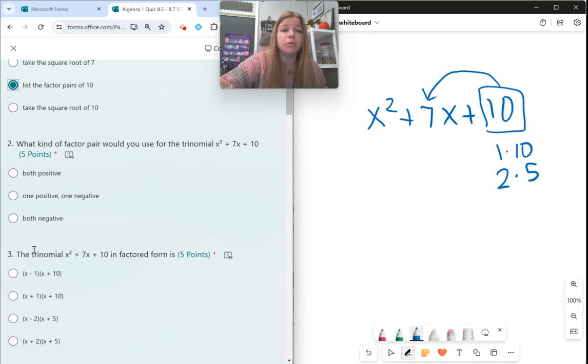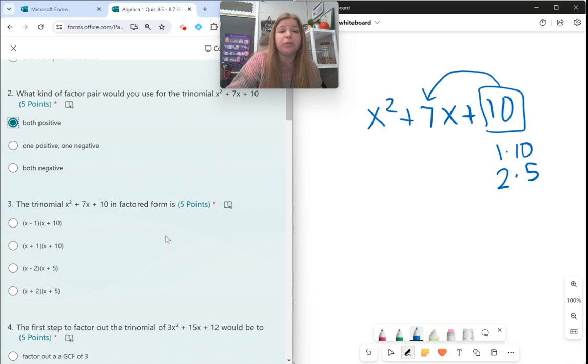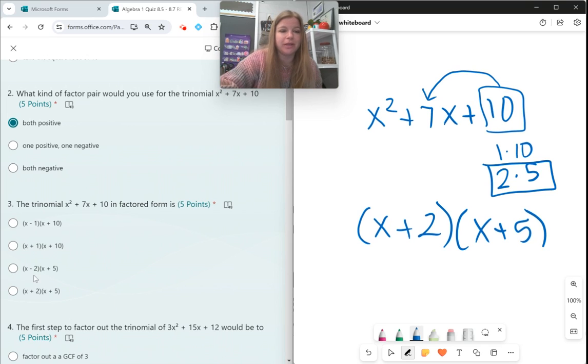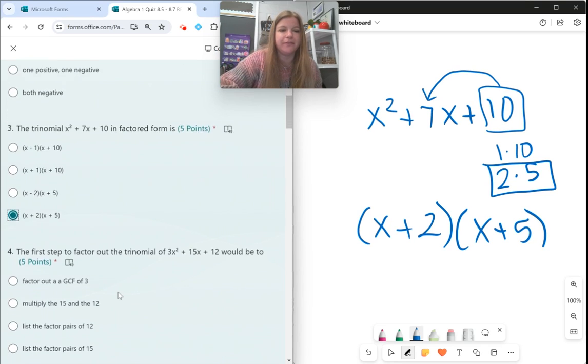Now, number 2, what kind of factor pair would you use for the trinomial? Well, if it's going to multiply to get positive 10 and add up to get 7, they would have to both be positive. And then number 3, the trinomial in factored form. Which one of these factor pairs would add up to 7? Is it 1 and 10? No, you're not going to get a 7 out of a 1 and a 10. Is it 2 and 5? Yes, it's positive 2, positive 5. And that's what my factored form would look like, x plus 2, x plus 5.